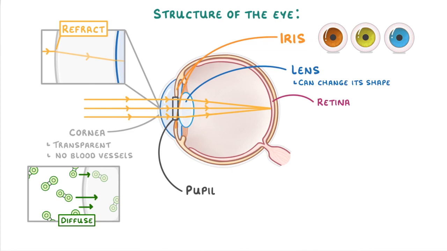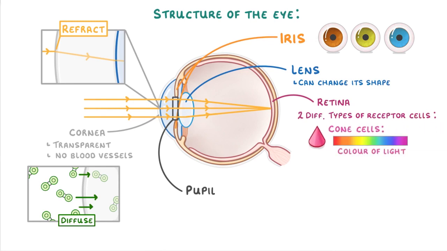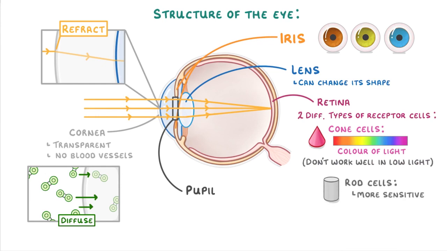The retina itself is made up of two different types of receptor cells. Cone cells are sensitive to the colour of light, and so allow us to see in colour. However, they don't work very well in low light conditions, so we also have rod cells, which are more sensitive to light, but only allow us to see in black and white. And this is actually why you can't see colours when it's dark, because it's only your rod cells that are working.